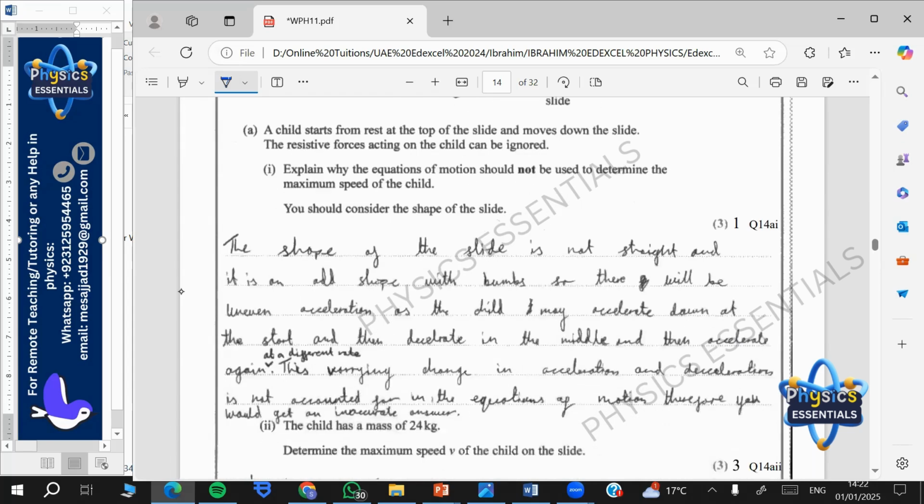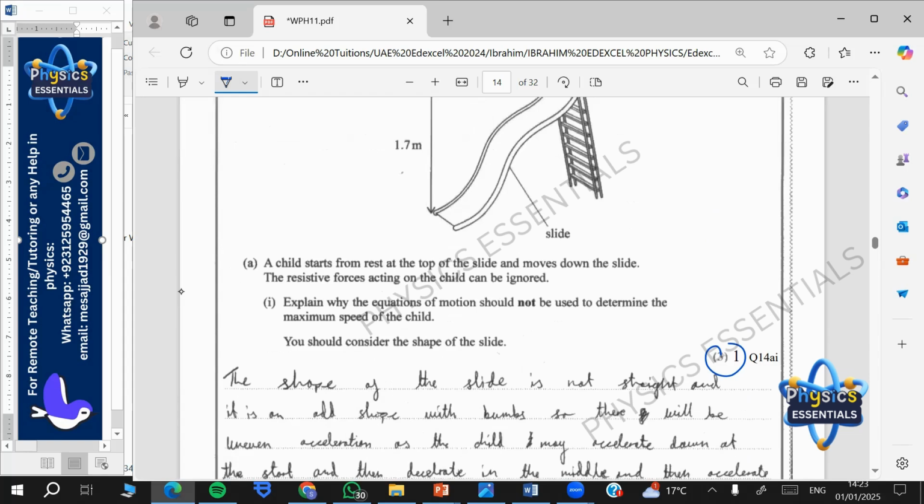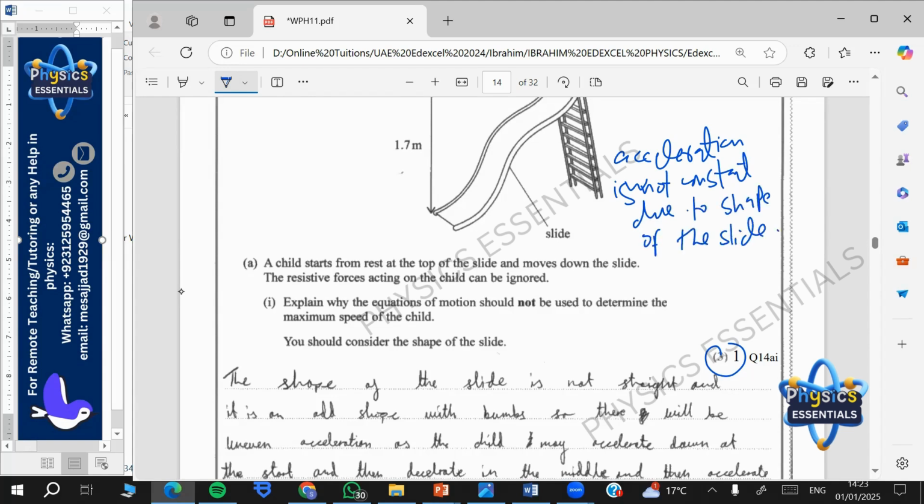Now you see he explained the answer very well, but maybe he put too much information or mixed up the information. Therefore, he lost 2 of his marks here. First of all, you need to know that the equations of motion are always applied to constant acceleration. Because of this shape, the acceleration will not be constant. The only reason you had to mention here was: acceleration is not constant due to the shape of the slide, number one.